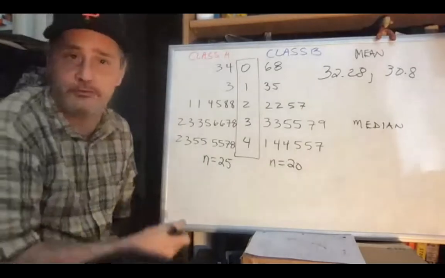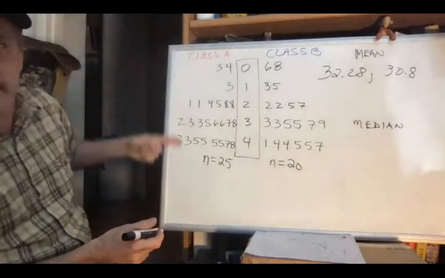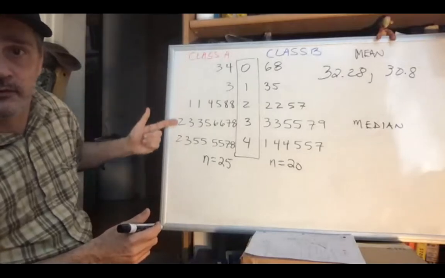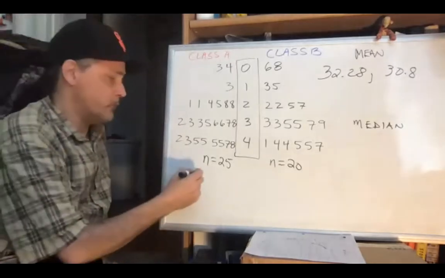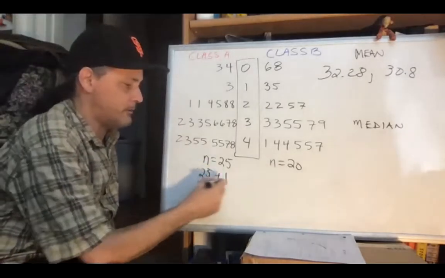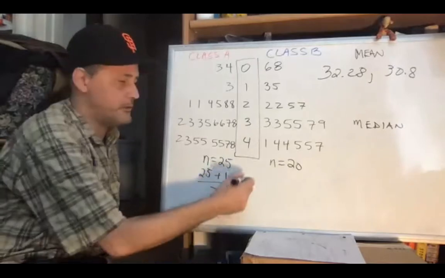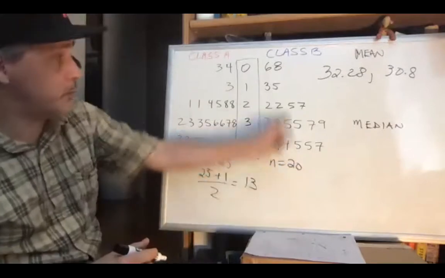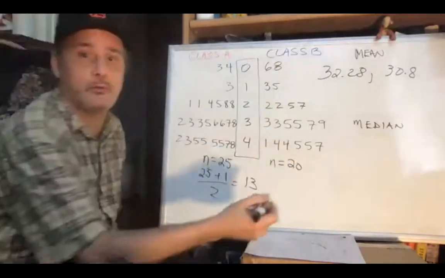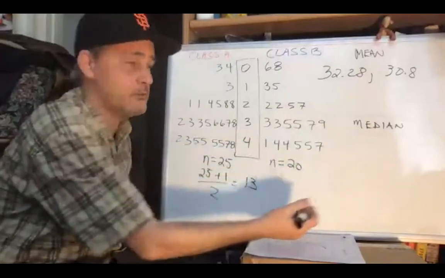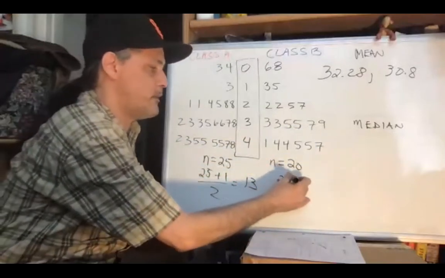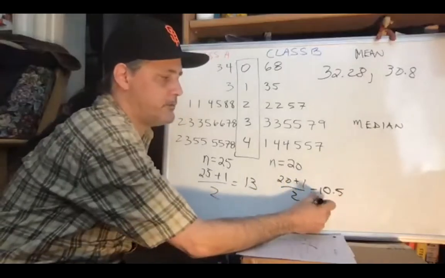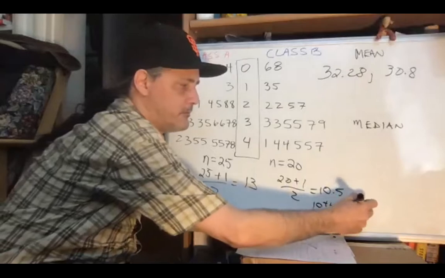Okay, so let's find the position of the median. We have 25 numbers here, 25 students. So if we ranked all the numbers, we would want to find the position in the middle. So 25 plus 1 divided by 2, that would be 13. Okay, so the 13th number. Whereas over here, we have 20 students, 20 numbers. So we want to find the middle of the 20 numbers, ranking them in order. And so 20 plus 1 divided by 2 is 10.5. Okay, so we want to be in between the 10th and the 11th number.